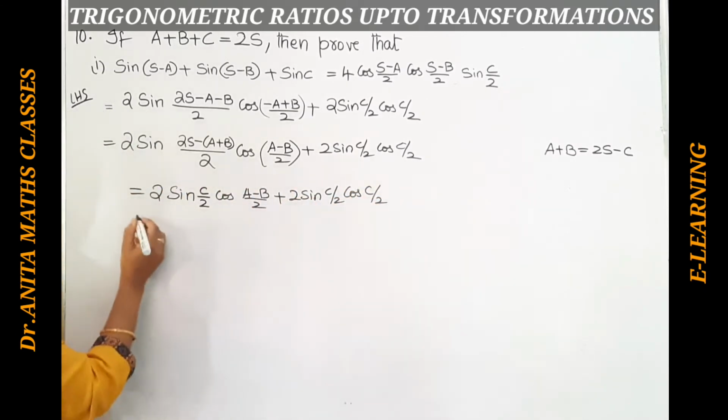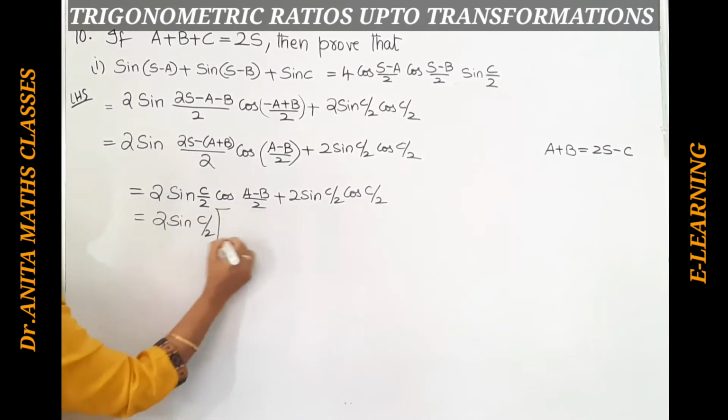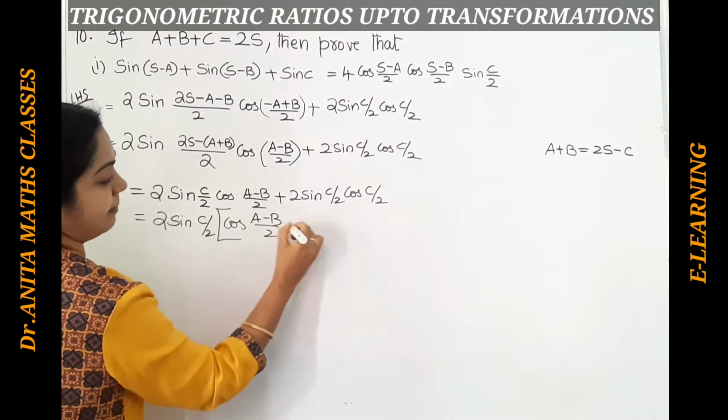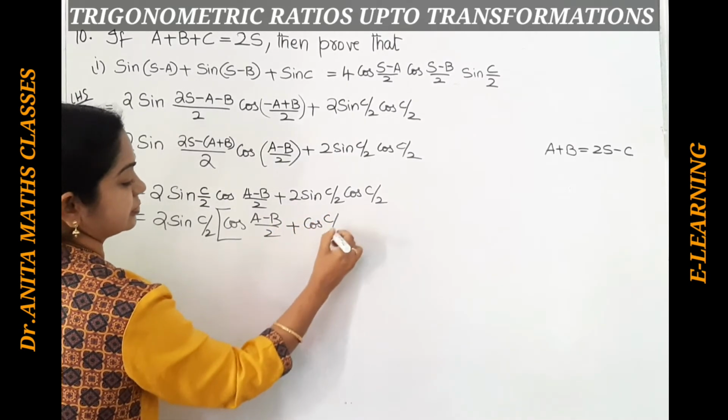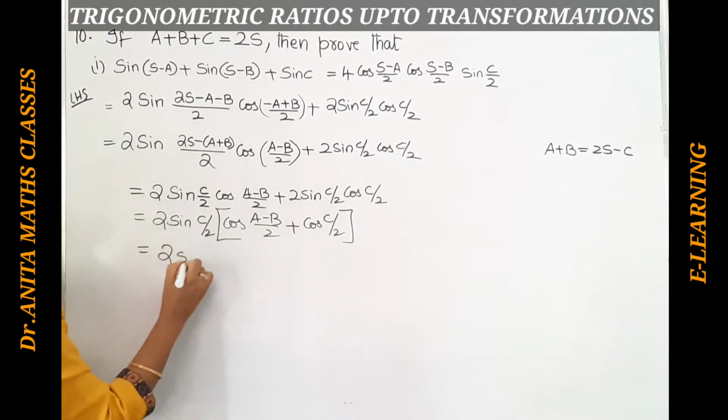So let's take the common things outside. 2 sin C by 2, if you're taking out. So the remaining is cos A minus B by 2 plus cos C by 2. So let's apply here again the transformations formula.